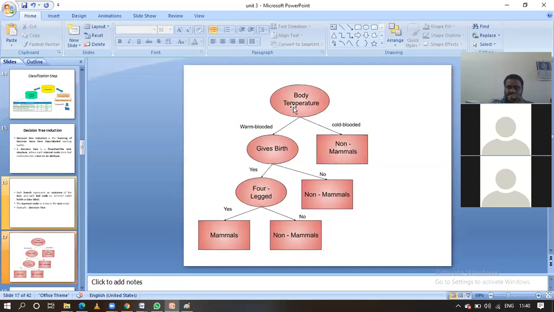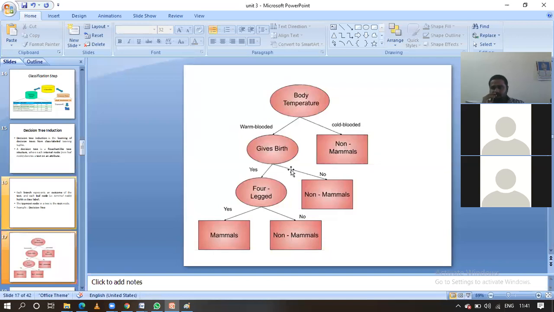After the construction of this model, that is the decision tree, we are going to predict the unknown class labels. Suppose a new animal comes into the picture and we don't know whether it is a mammal or non-mammal. We are going to check the data against this tree, compare, and then say whether it is a mammal or non-mammal. In this way we predict in the classification problem, particularly the decision tree.